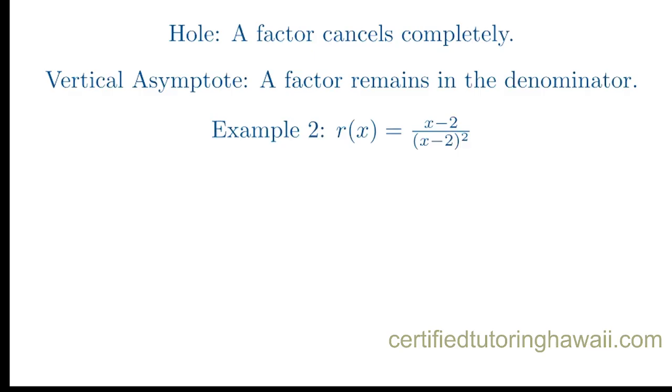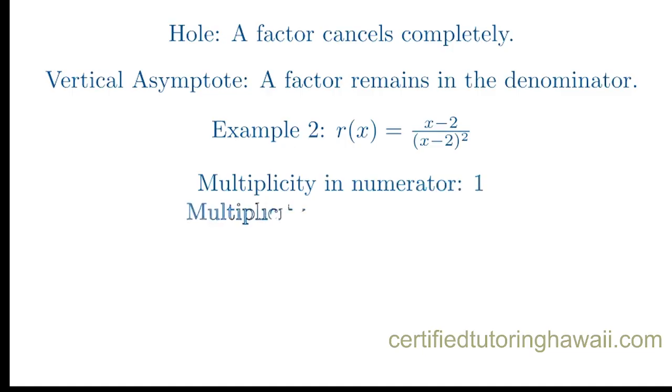Let's compare their multiplicities. In the numerator, the factor x minus 2 has a multiplicity of 1. In the denominator, it has a multiplicity of 2. This time, the multiplicity in the numerator is 1, and in the denominator it's 2. The numerator multiplicity is not greater than or equal to the denominator multiplicity, so there is no hole.